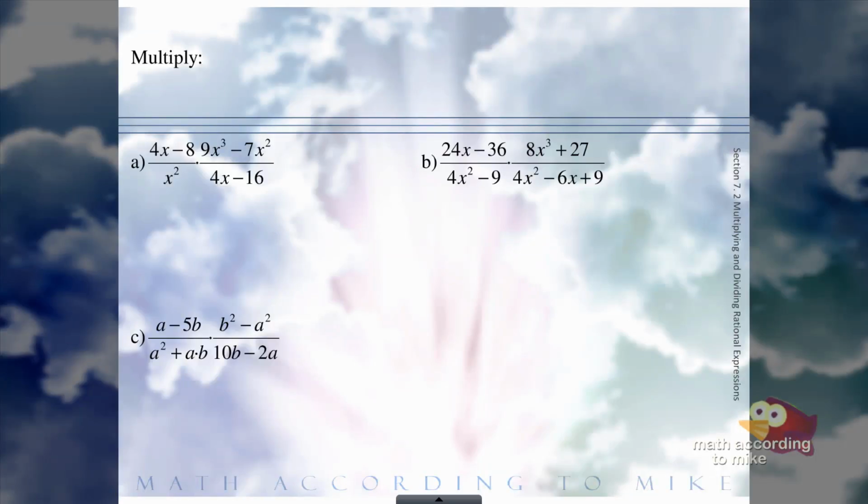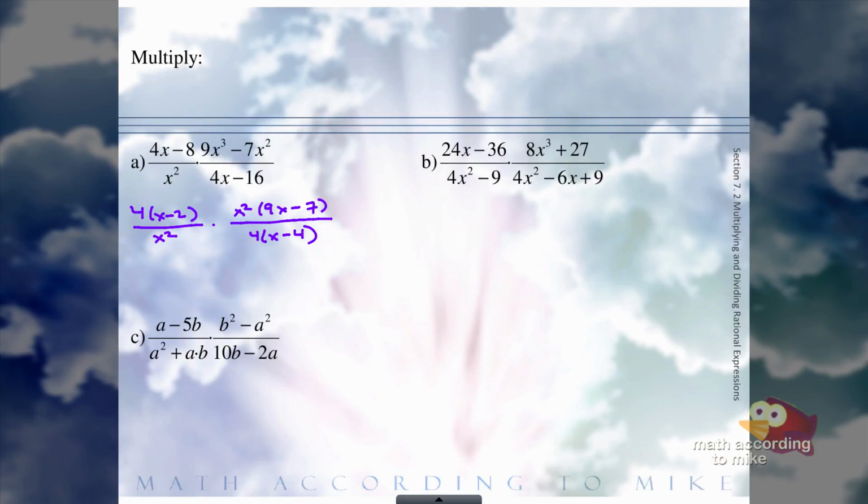To multiply fractions, there are 3 steps: factor, cancel, multiply across. So, part A, if we were to factor the numerator, we'd be left with 4 times x minus 2. Denominator, that's already factored, so x squared. Times second numerator, we can pull out an x squared, and we would be left with 9x minus 7. Over denominator, we can cancel, we can factor out a 4.